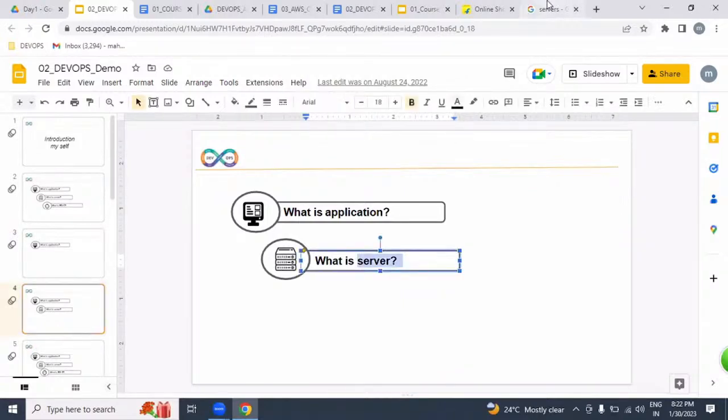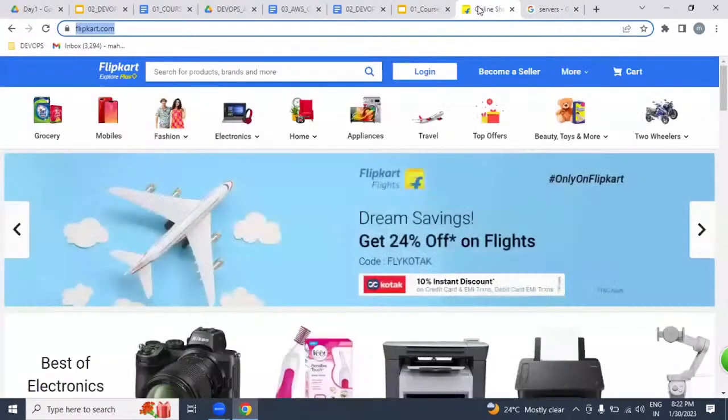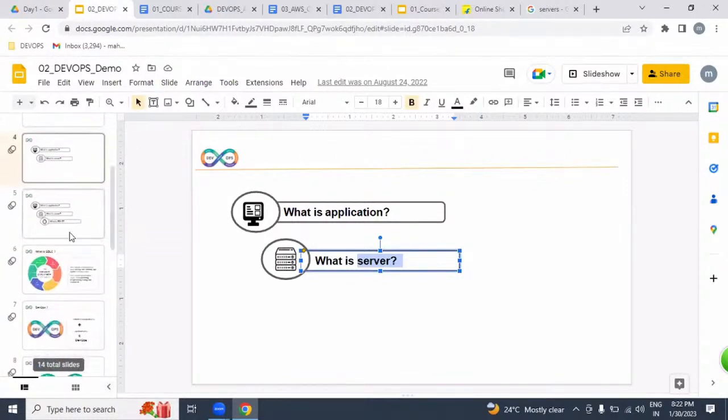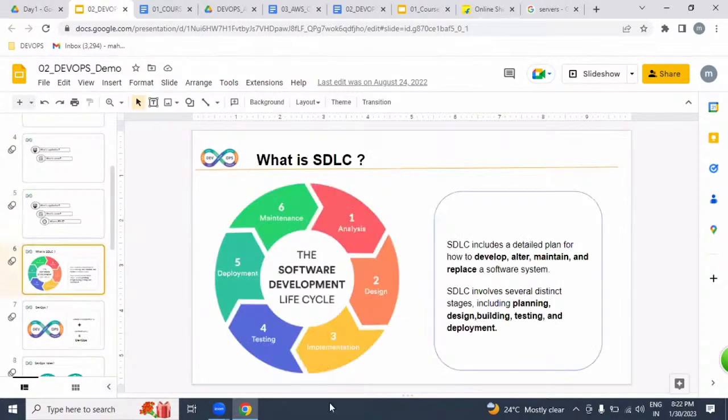Maven we are going to be learning. Jenkins we are going to be learning. JFrog, SonarQube, Ansible, Chef we are going to be learning. Complete AWS we are going to be learning. Docker, Kubernetes, Vagrant, Nagios, ELK, and Terraform. With the help of all these tools, we are going to be implementing this DevOps process.